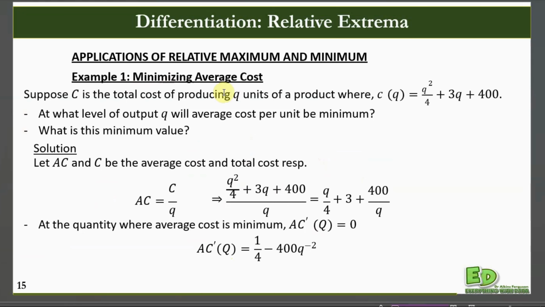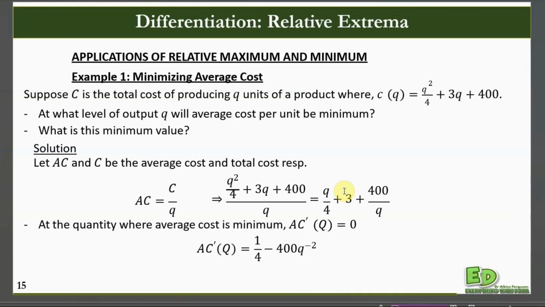Application of this relative maximum and minimum, right? Suppose C is the total cost function of Q units of a product. At what level of output Q will average cost per unit be minimum, and then what is the minimum value? We've been given the total cost function to calculate our average cost. We know that average cost is total cost divided by quantity. So we'll just divide this total cost function by quantity. Then we have this function over here, right?